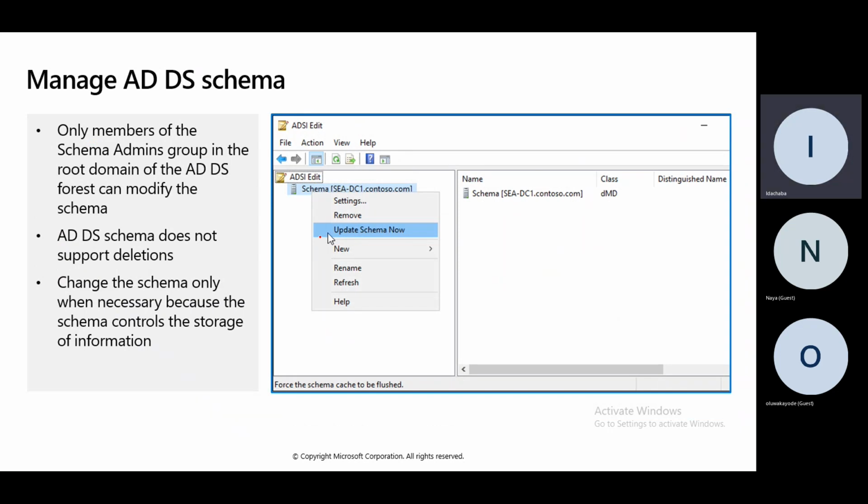Only members of the Schema Admins group in the root domain of the ADDS forest can modify the schema. So if you are not, remember the last time when we created the user? Remember the last time when we created the user?